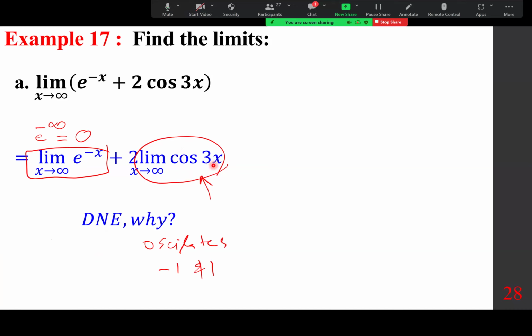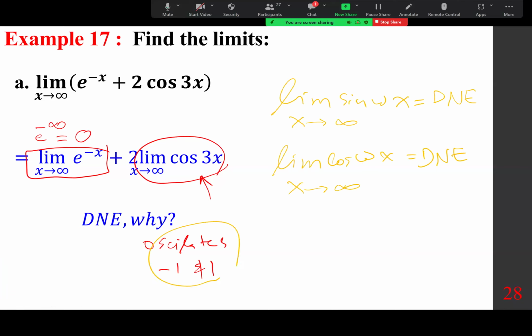Again, whether it's cosine of x or 3x or 10x, or sine of x or sine of 3x or sine of 10x, or omega x, let's say, for sine and cosine the limit as x goes to infinity doesn't exist. They both oscillate between -1 and 1.